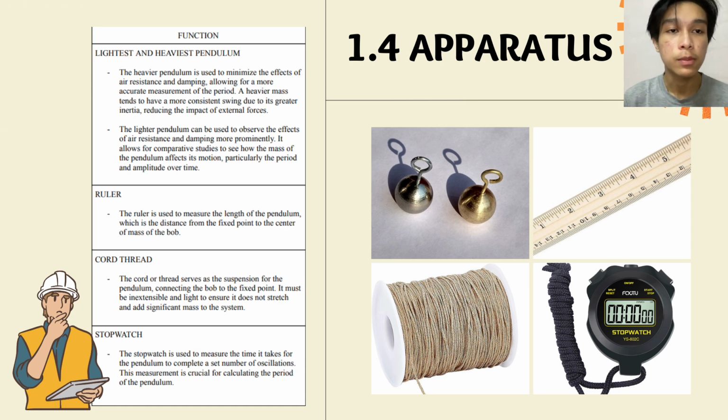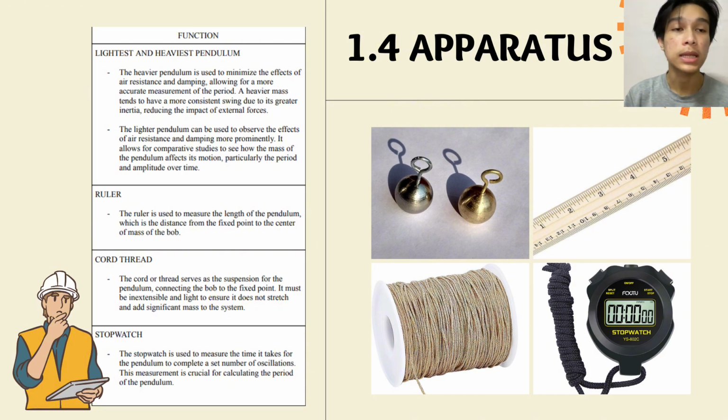So basically, this project requires the lightest and heaviest pendulum. The heavier pendulum is used to minimize the effects of air resistance and damping, allowing for more accurate measurement of the period, while the lighter pendulum is used to observe the effects of air resistance and damping more prominently.